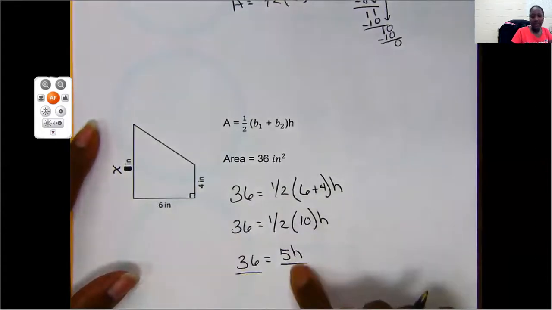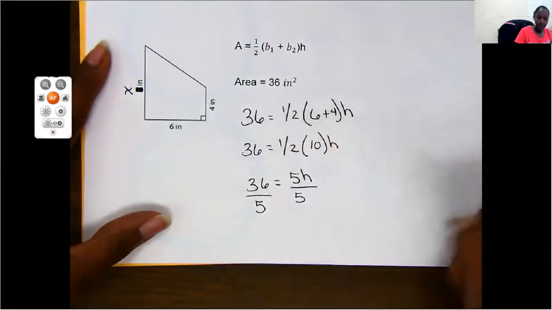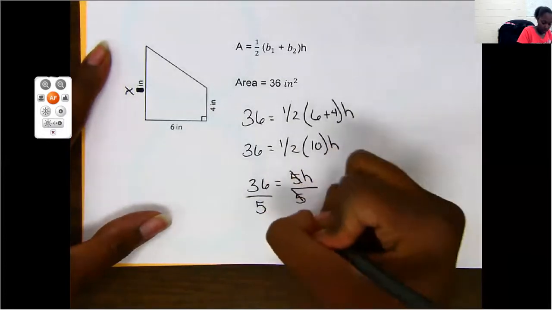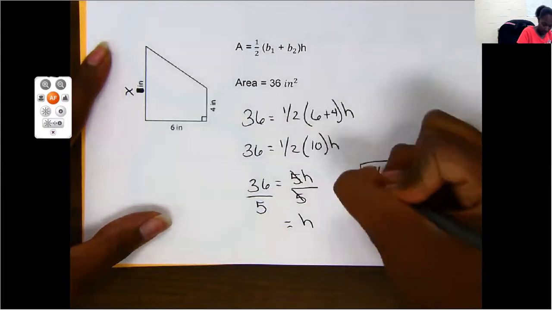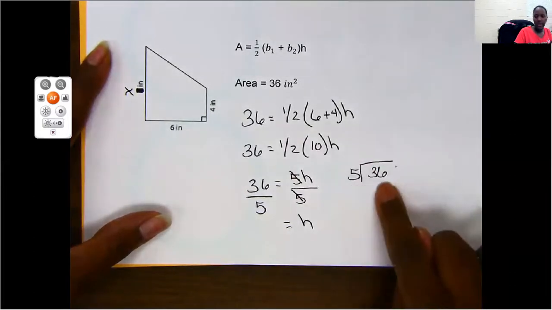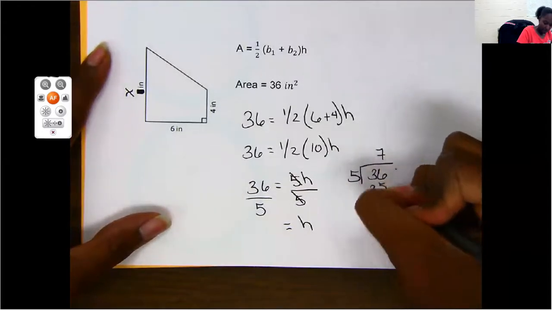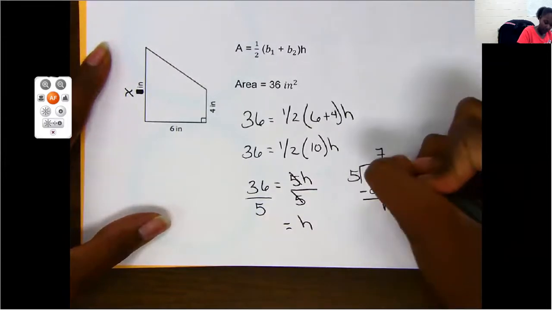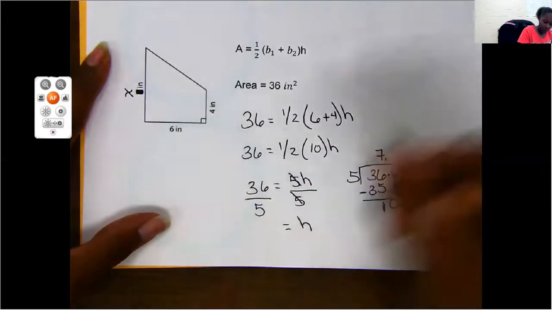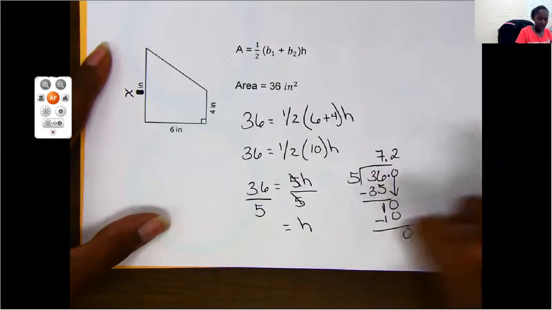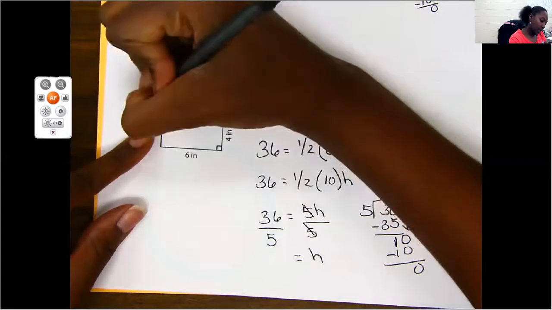In order to get H by itself, I need to divide by 5 on both sides. The 5s will cancel and leave you with H. And then I need to do top and bottom. Closest I can get to 36 is 7 times 5, which is 35. 1 left over. And then 5 times 2 will give me 10. So my missing side is 7.2 inches.